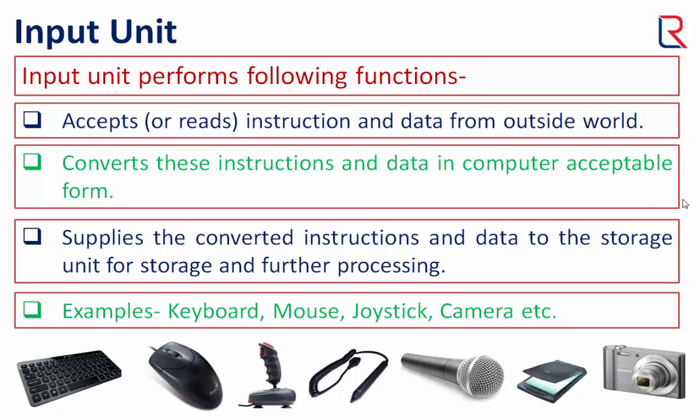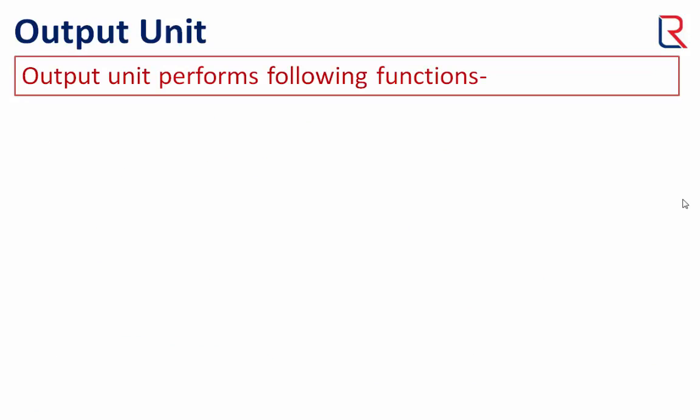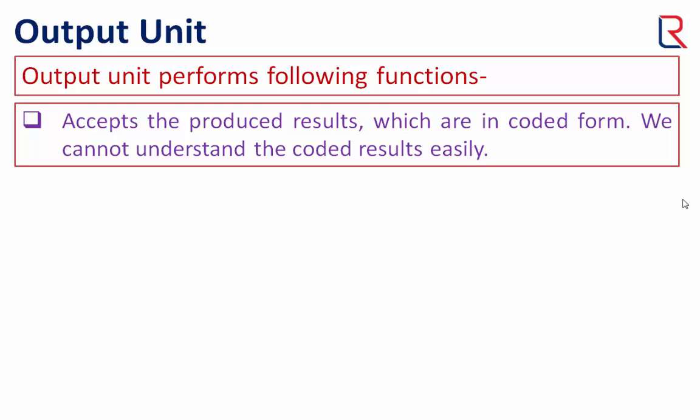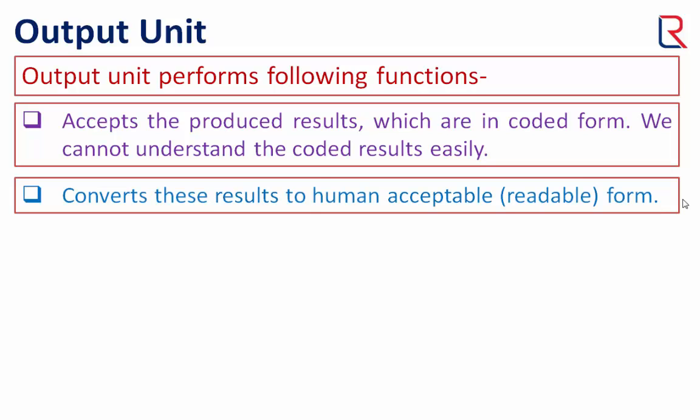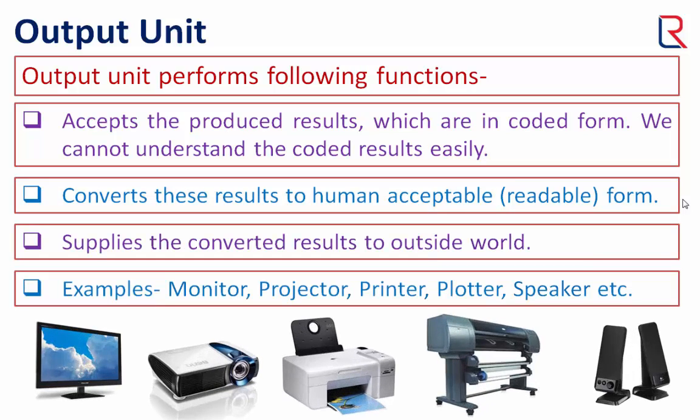Now move on to output units. The output unit performs the following functions: accepts the produced results which are in coded form. We cannot understand the coded result easily. Converts these results to human acceptable form. Supplies the converted result to the outside world. And here are some examples: monitor, projector, printer, plotter, speaker, etc.